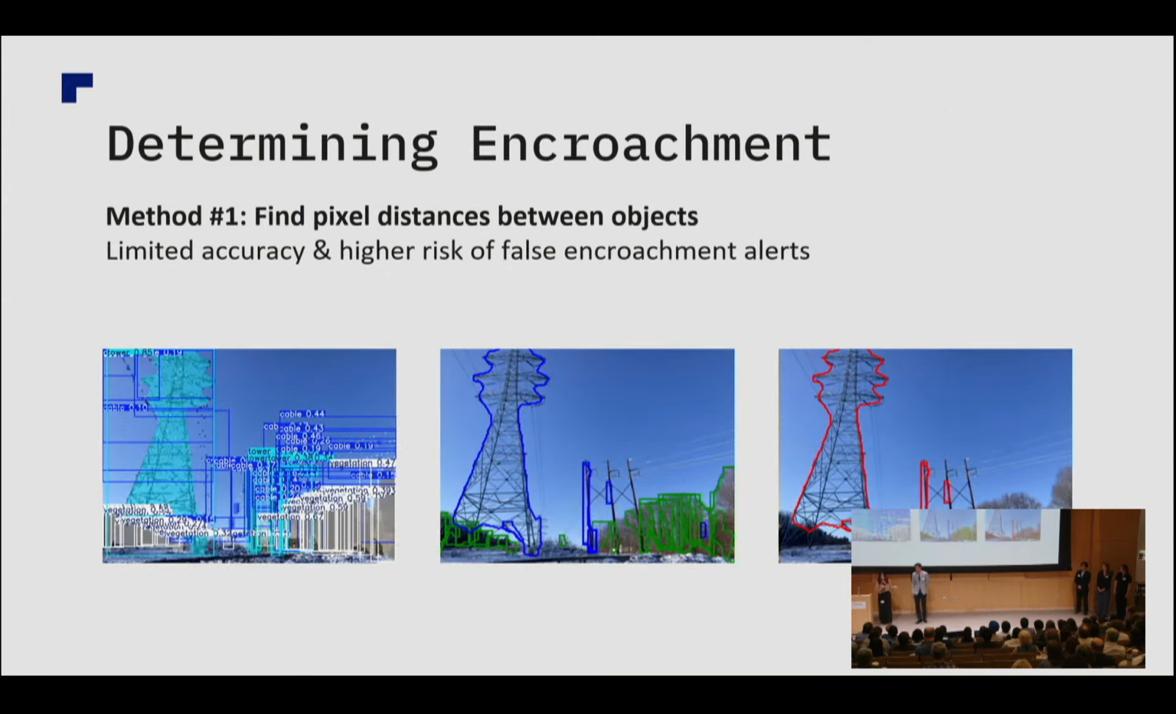Finally, now that we have this model, we have to determine encroachment. We went about this via 2 methods. The first thing was to find pixel distances between objects, but this obviously has limited accuracy and high risk of false encroachment. For example, a camera or a branch right in front of the camera will be seen as a major encroachment alert when in reality that's just a depth perception issue.